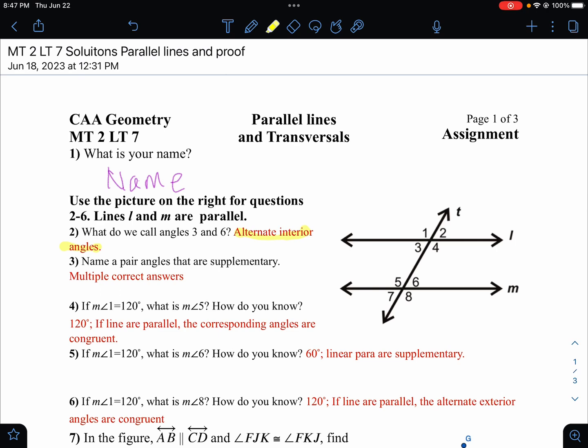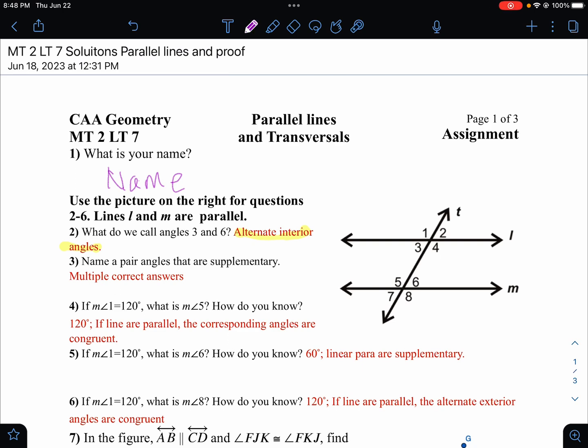Now, if you want to name a pair of angles that are supplementary, there's a whole bunch of correct answers because you could do the same side interior. 3 and 5 are supplementary. 4 and 6 are supplementary. You could do the same side exterior. 1 and 7 are supplementary. 2 and 8 are supplementary. You could do a linear pair like 1 and 2, 1 and 3, 2 and 4, 3 and 4, and so on. You can see where I said there's multiple correct answers.